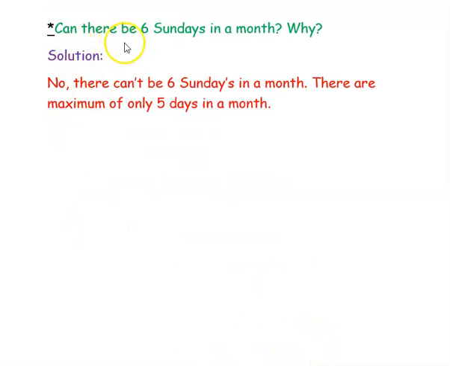Next question is, can there be 6 Sundays in a month? Why? There cannot be 6 Sundays in a month, right? Because there are a maximum of only 5 of any day in a month. So not even in a single month will we have 6. Not only Sunday, no day will occur 6 times in a month.